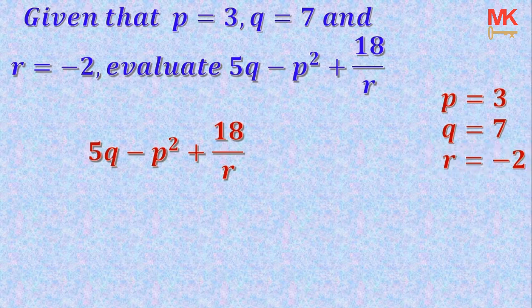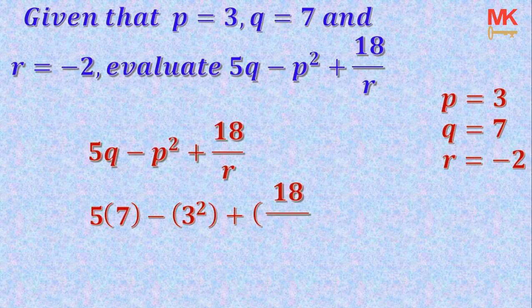Now let's get started. The first thing again is to bring down our 5 and open a bracket for the variable q. Of course, q is equal to 7, so we'll just bring our 7 in place of the q, then close the bracket, minus open bracket p. What is p? Of course, p is 3, so in place of p, we'll bring in the 3. Remember that the p carries a square, so we'll just assign the square to the 3, alright, and close the bracket, plus open bracket 18 divided by r. What is r? Of course, r is -2, so we'll bring -2 in place of r and then close the bracket.